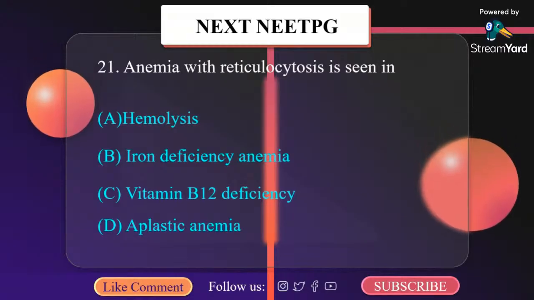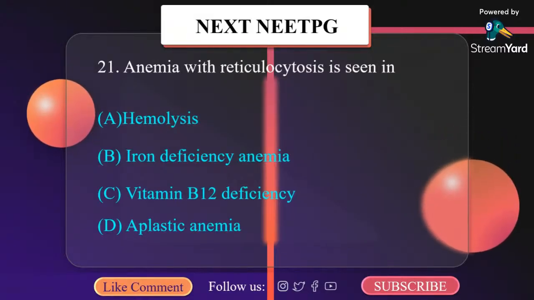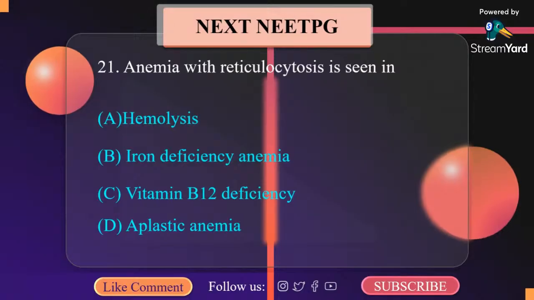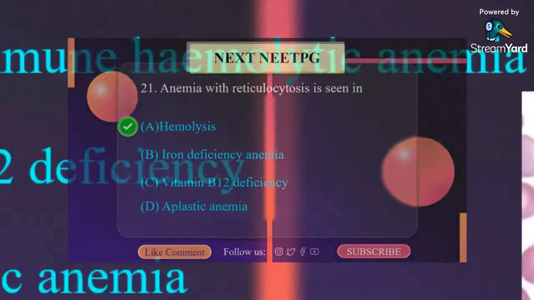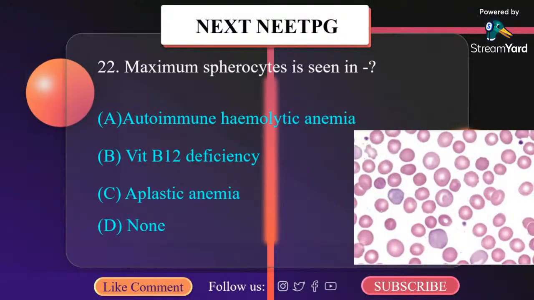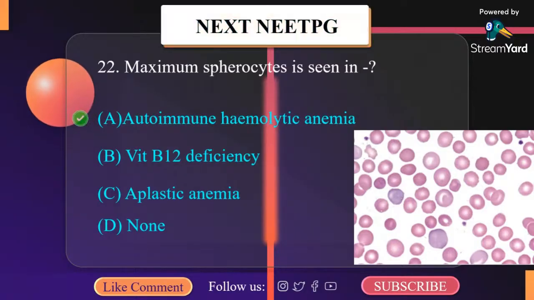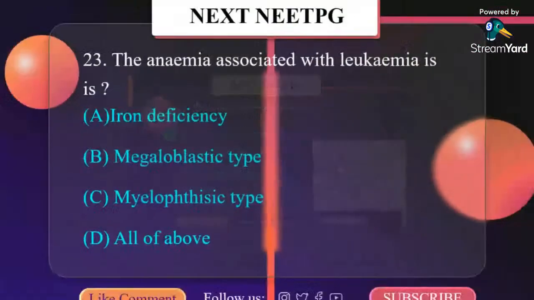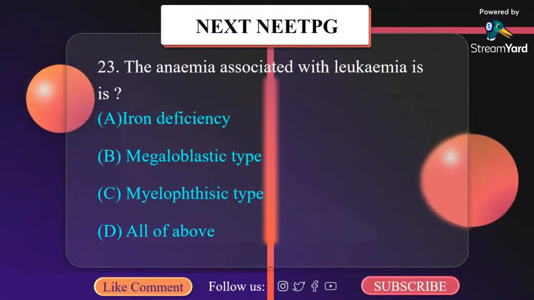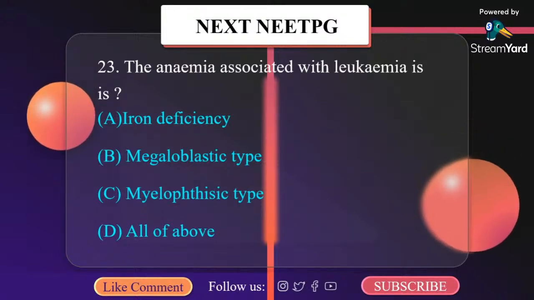Anemia with reticulocytosis is seen in hemolysis, iron deficiency anemia, vitamin B12 deficiency, aplastic anemia. It is seen in hemolysis. Maximum spherocytes are seen in autoimmune hemolytic anemia, vitamin B12 deficiency, aplastic anemia, none. It is seen in autoimmune hemolytic anemia. The anemia associated with leukemia is myelophthisic anemia.